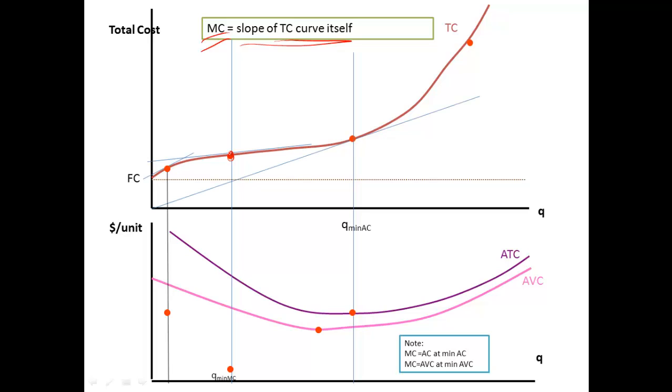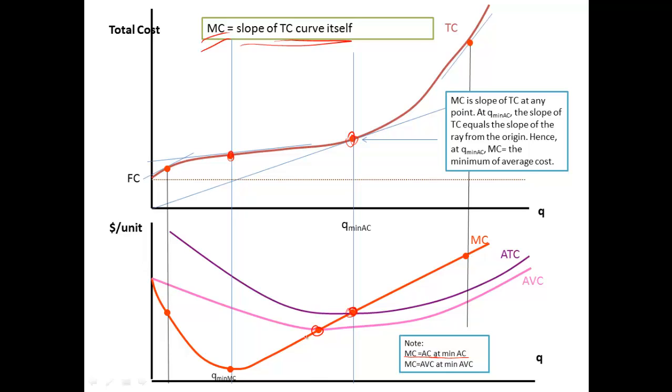But a few other special things happen. Think about this point right here. At this point, the slope of the TC curve itself equals the slope of a ray from the origin to that point. So that means something special happens there. In particular, at that point, MC equals AC. Now what is that point? That's the point of minimum AC. So MC crosses the AC curve at the minimum of AC. And similarly, MC crosses the AVC curve at the minimum of AVC. So those are some special features of marginal cost.